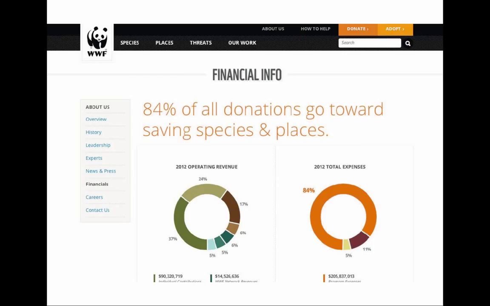So here's an example of World Wildlife Fund. And this is their financial page. And one of the reasons I like this is they show their operating revenue straight on this page rather than having to download the full annual report. And I think this is great because it shows that they're extremely transparent. They're trying to communicate effectively where the money is going. So when you donate, you know exactly how their breakdown is going to shake out.